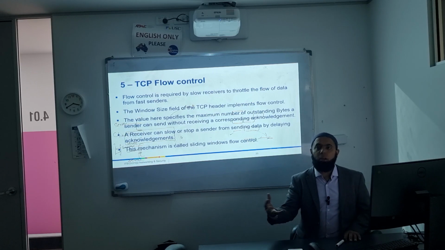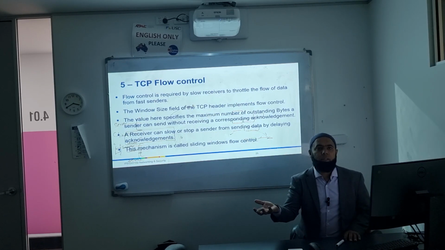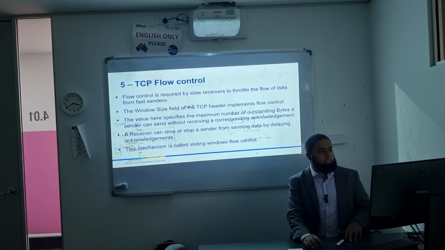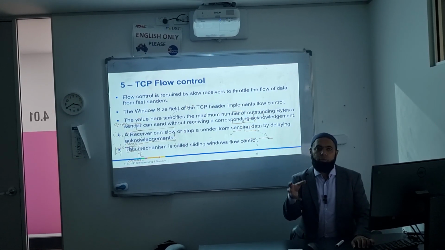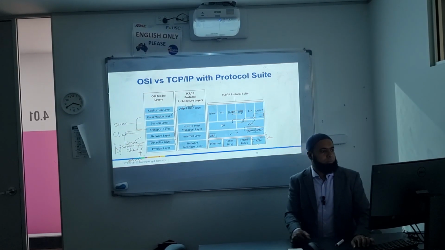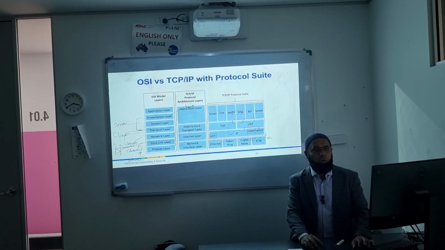So if you think that too much data has come and you want to delay it, you will not send the acknowledgement. That way the next packet is not coming. This mechanism is known as sliding window flow control, where you are able to control the flow of data in TCP. So here now is a summary of what we see in the OSI layer model.